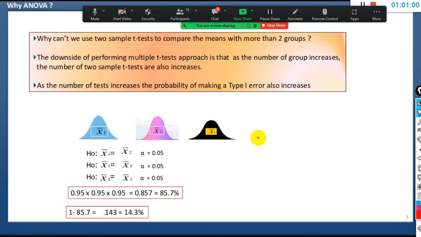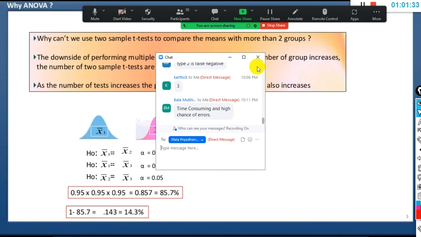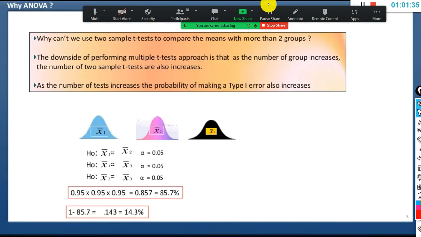Again, you need to conduct another hypothesis test to compare these two: x1 bar equals x3 bar. This is your Walmart, this is Amazon. So the Target and Amazon customers' average spend is the same, we assume that. And again, this one and this one we need to compare, and this one and this one, x2 bar equals x3 bar. For each test, you need to use an alpha value, alpha equal to 0.05.